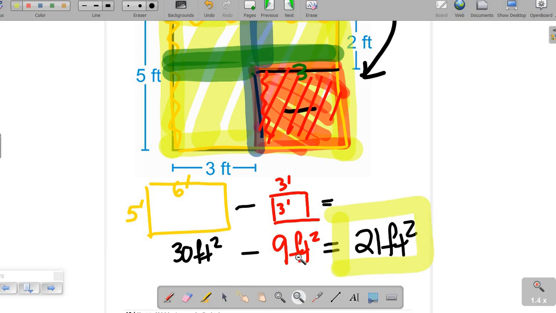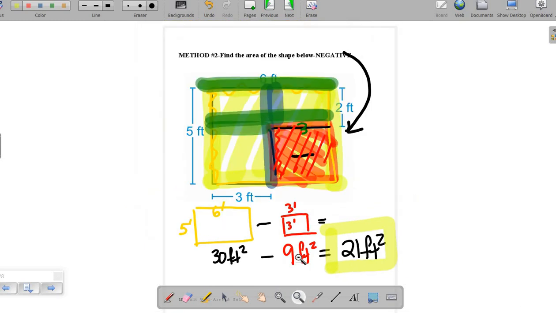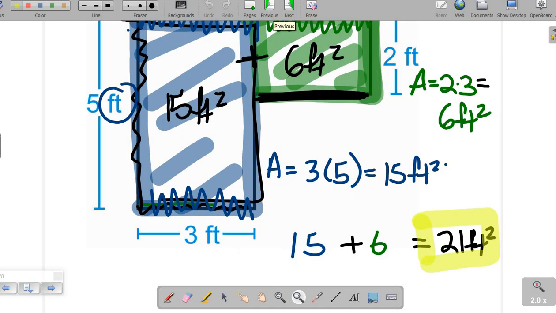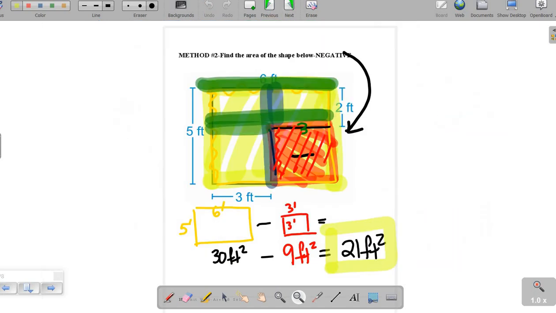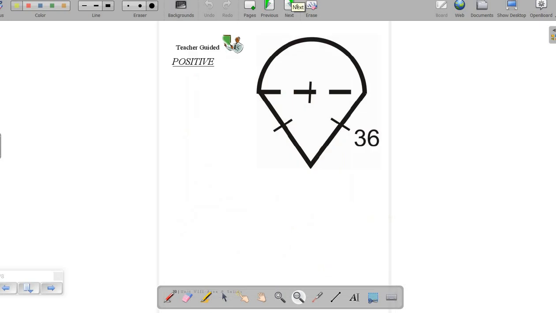So once again, you need to be able to visualize both methods. Positive, smaller shapes add up to a bigger one. Negative shape, larger shape minus empty space gets you the other shape. That's a composite shape. We're going to do 2 more here, and you're going to do 1 on your own.